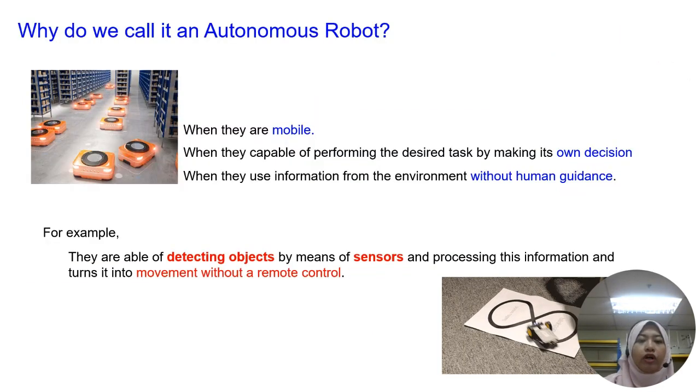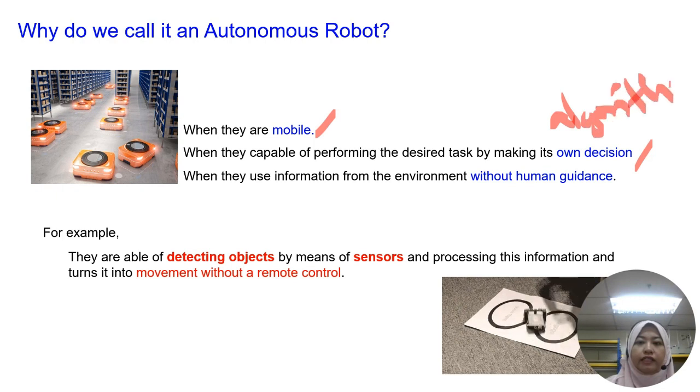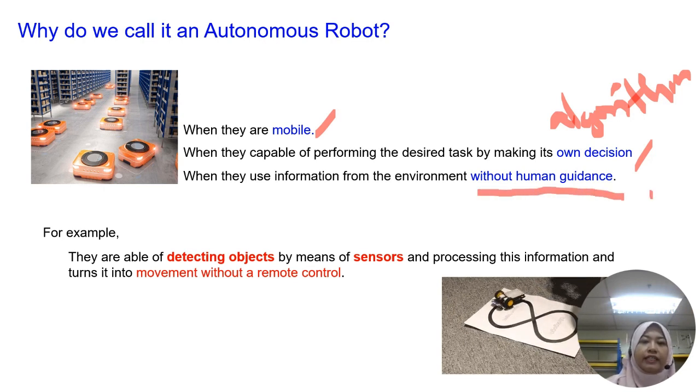So why do we call a robot as an autonomous robot? First thing first is autonomous robot is usually they are mobile. And then they can make its own decision based on the algorithm that you have feed to the system, and then usually it can move around or do its tasks without the human guidance. That's why we call it as an autonomous robot.